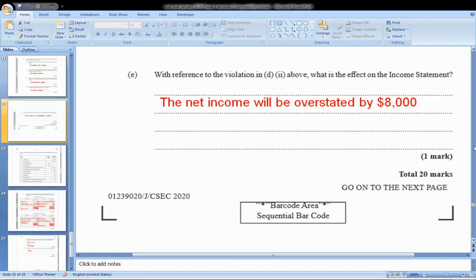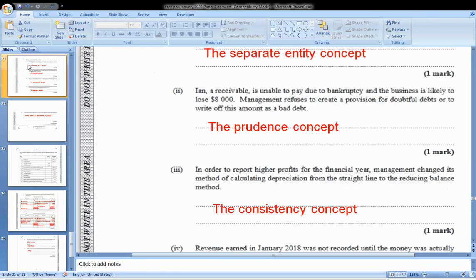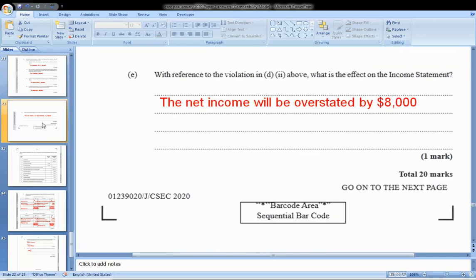So the E part of question 4 says, with reference to the violation in D2 above, what is the effect on the income statement? Now let us look back on D2 what it says. It says a receivable is unable to pay due to bankruptcy and the business is likely to lose $8,000. Management refuses to create a provision for doubtful debts or to write off its amount as a bad debt. So therefore, we know that the net income will be overstated by $8,000 on account of that.